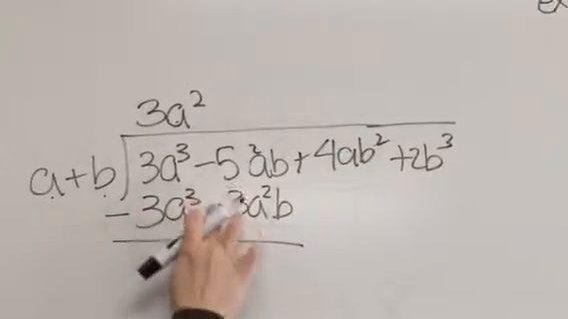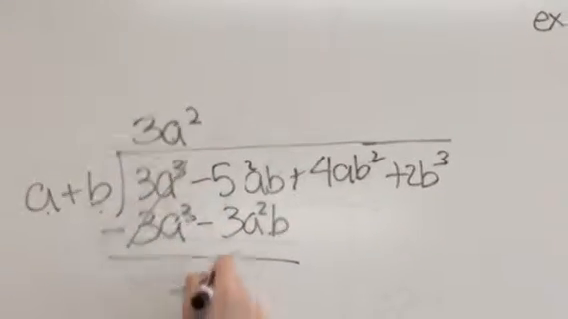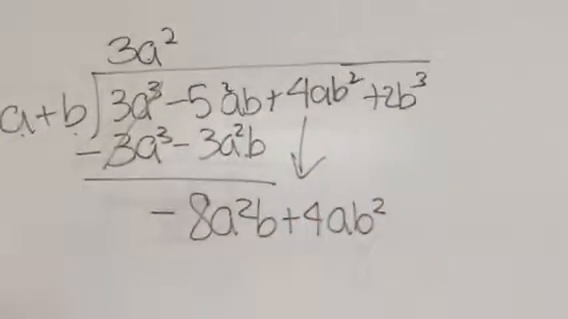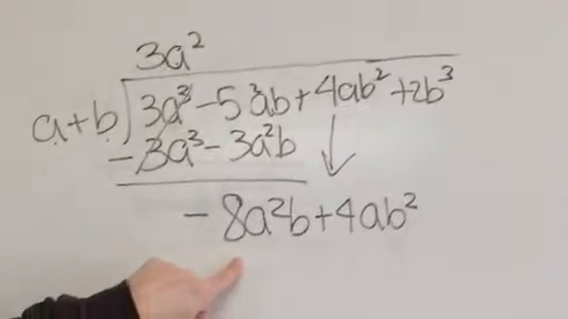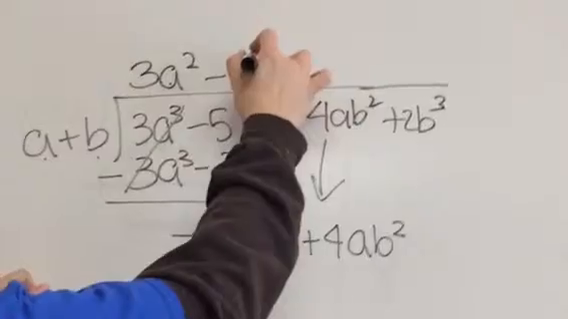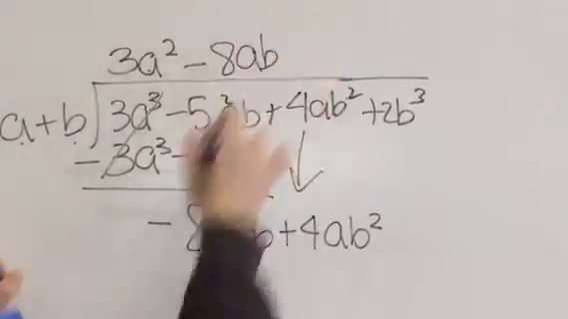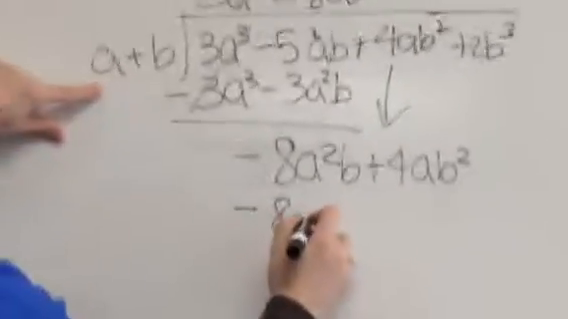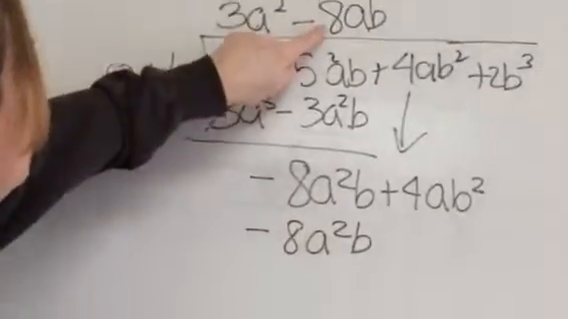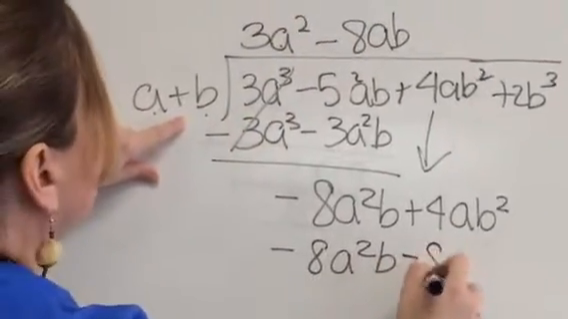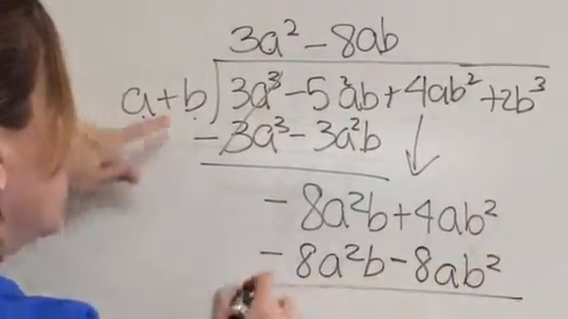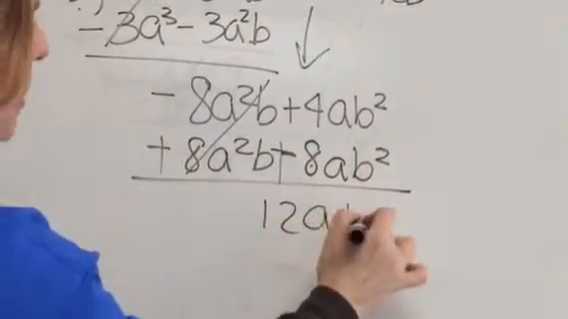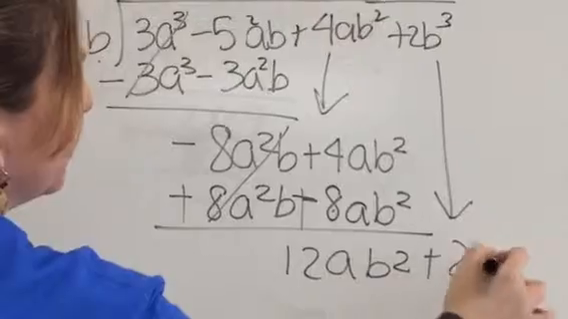Okay, so that's going to be a negative, and this is going to be a negative also. That's going to cancel, and you're going to get negative 8a squared b. Bring down your 4ab squared. So how many times does a go into negative 8a squared b? Negative 8ab. So negative 8ab times a is negative 8a squared b. Now negative 8ab times b is negative 8ab squared. Change your signs. That cancels. So I've got 12ab squared plus 2b cubed.